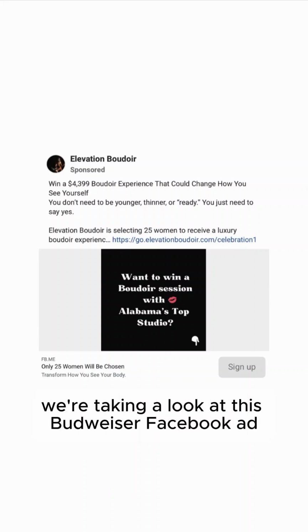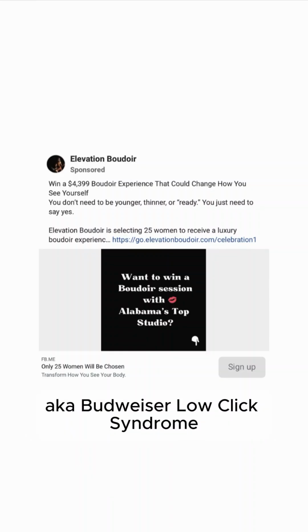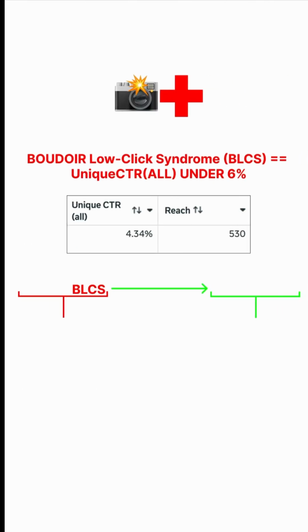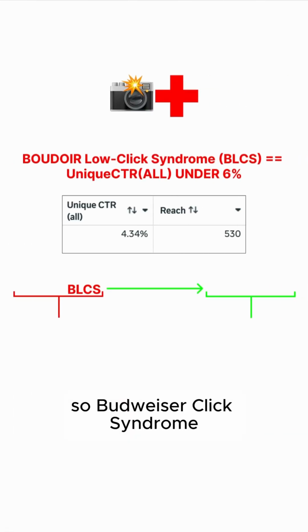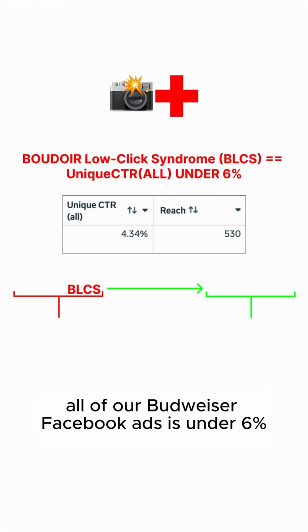All right, we're taking a look at this Boudoir Facebook ad. Going to diagnose it, see if we believe it has BLCS, aka Boudoir Low Click Syndrome. Boudoir Low Click Syndrome, BLCS, is when the unique CTR of our Boudoir Facebook ads is under 6%.